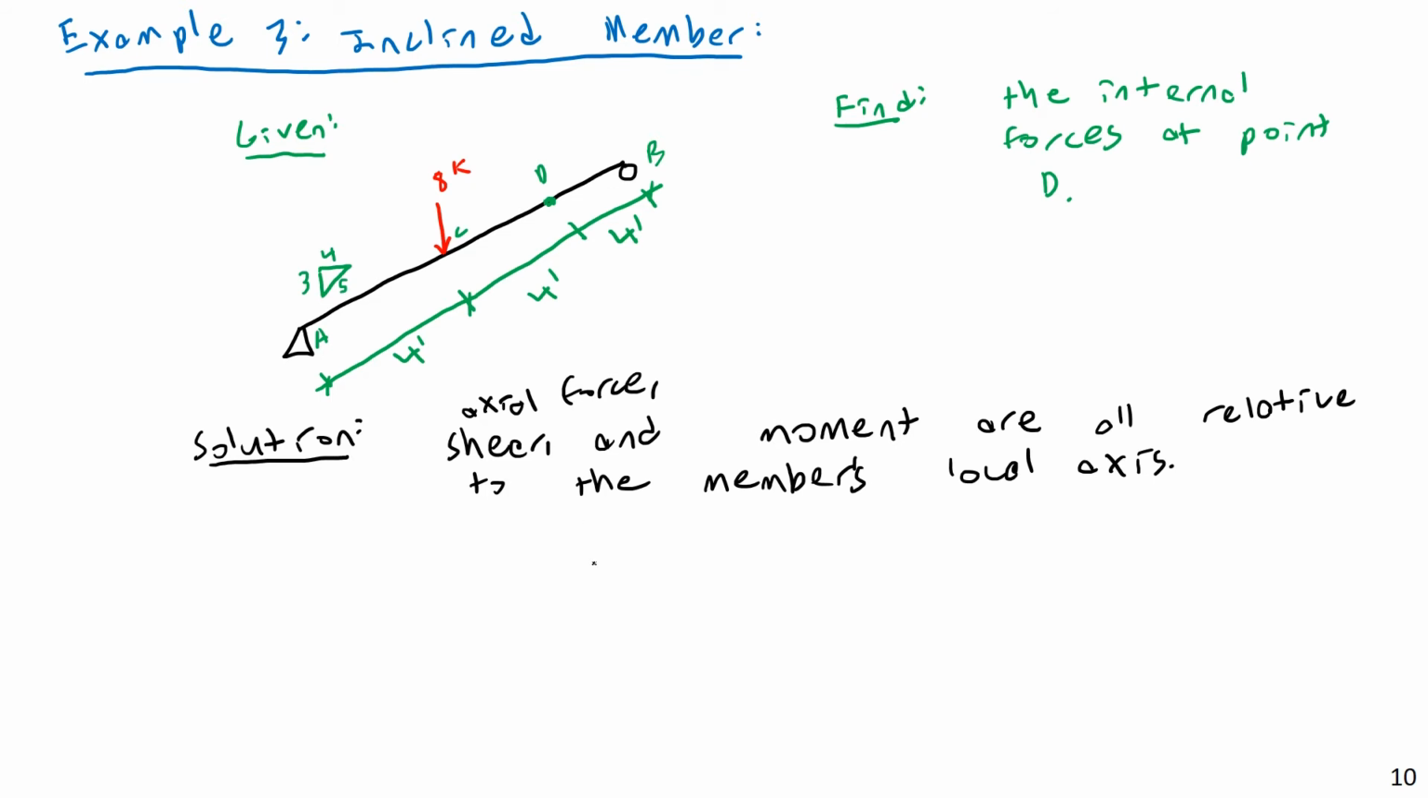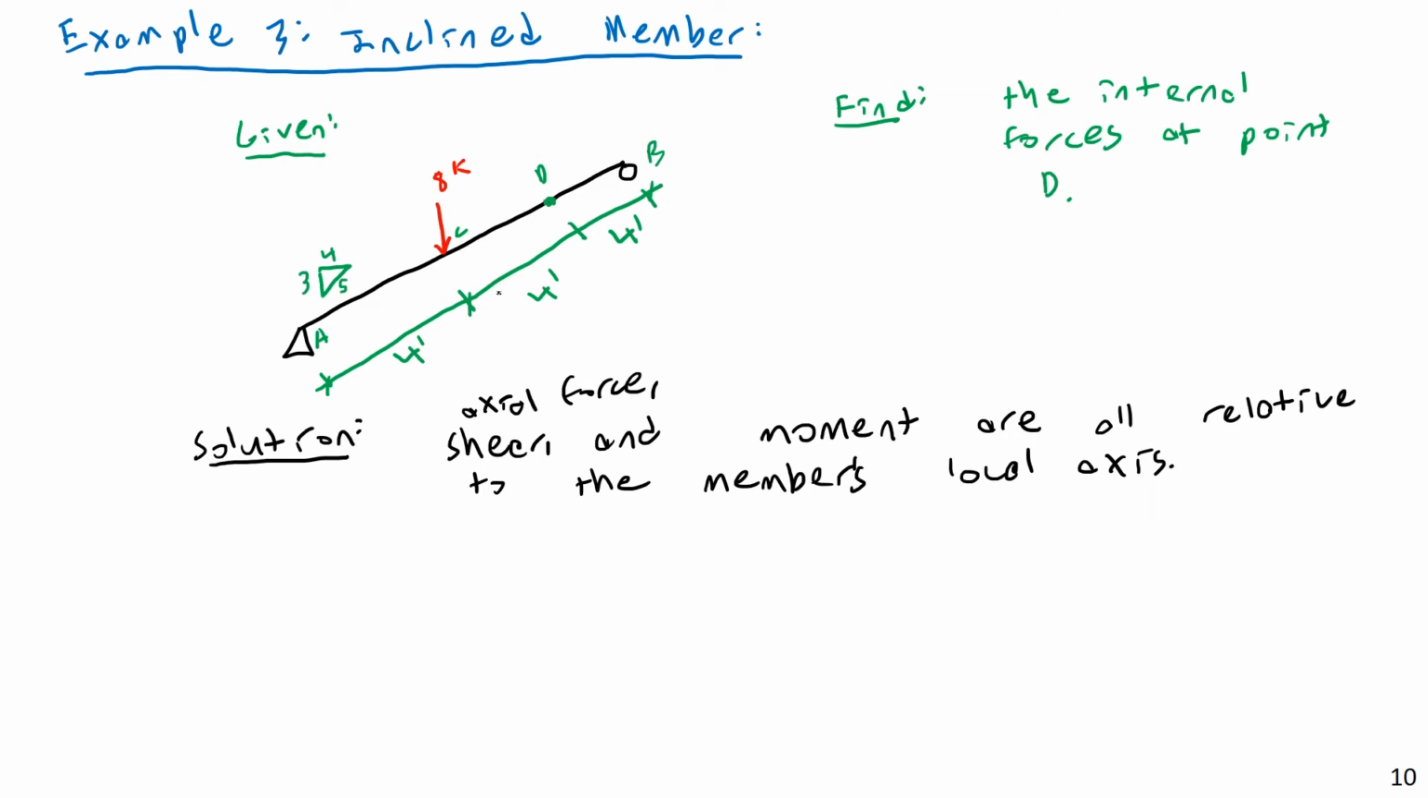So every one of these things is going to be analyzed along the member's local reference frame. To do that, I want to convert any loads into components that are along the member's local axis. I really need to do that. So we need to apply a little trigonometry to break this into a component that is parallel and a component that is perpendicular.